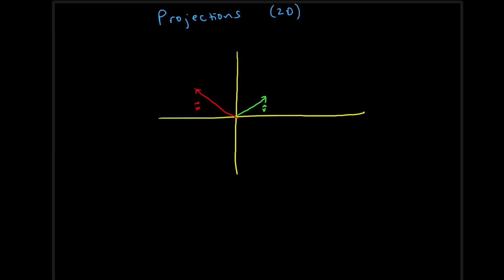Hi, today I'm going to be going over vector projections. So, what's a vector projection? Well, projection is just mapping this vector v onto w. So we're mapping v onto w to get this new vector v prime.